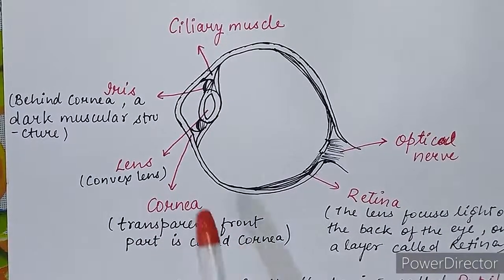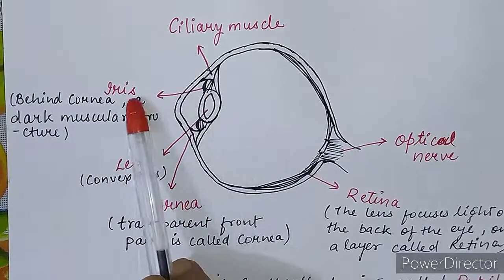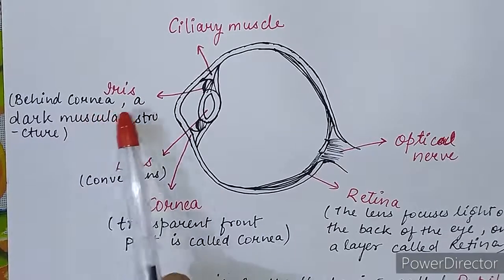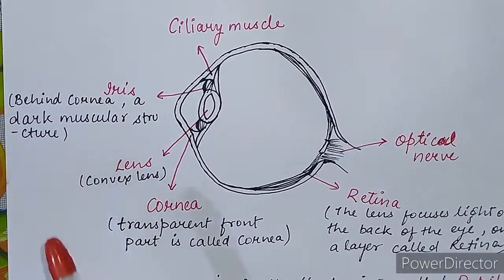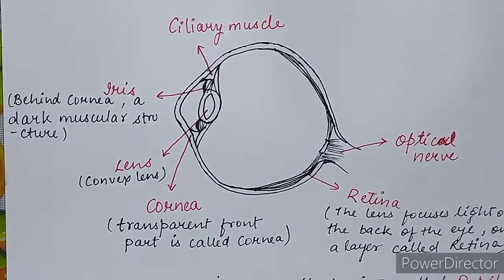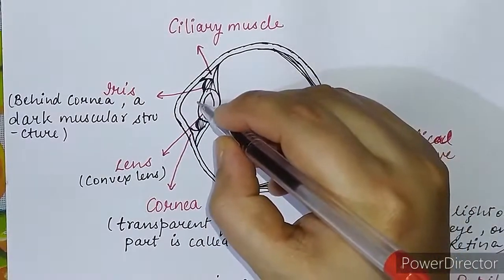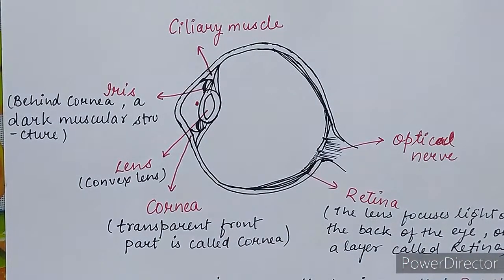Now after this cornea we have the iris. This one is our iris. Behind the cornea a dark muscular structure is present, and that muscular structure is known as the iris. In the iris there is a small opening called the pupil. The pupil is in the iris, like in this portion. A small opening called the pupil.